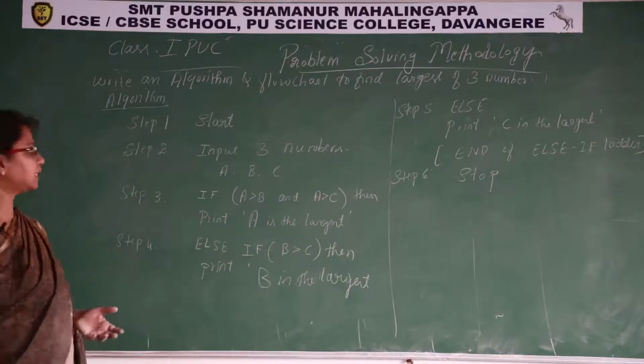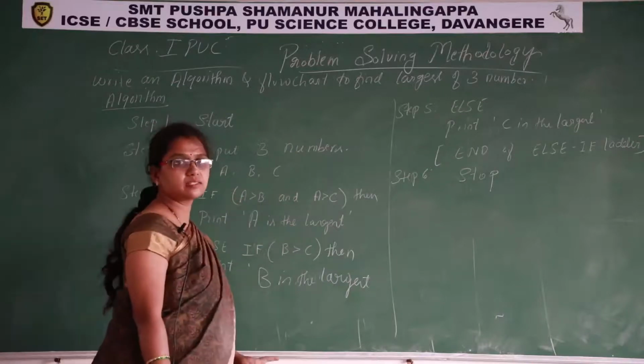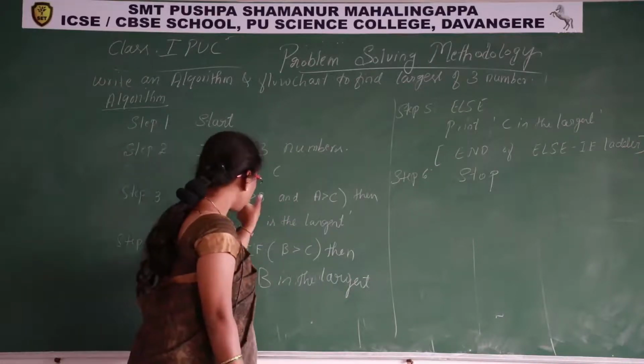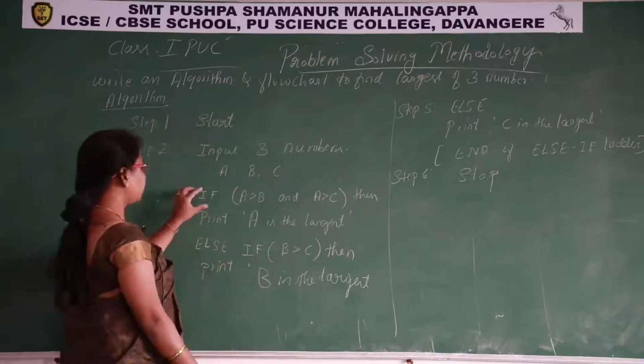Anybody can understand it easily. The first step is to input 3 numbers. Okay, if A greater than B and A greater than C, it means both conditions must be satisfied in order to enter this block.